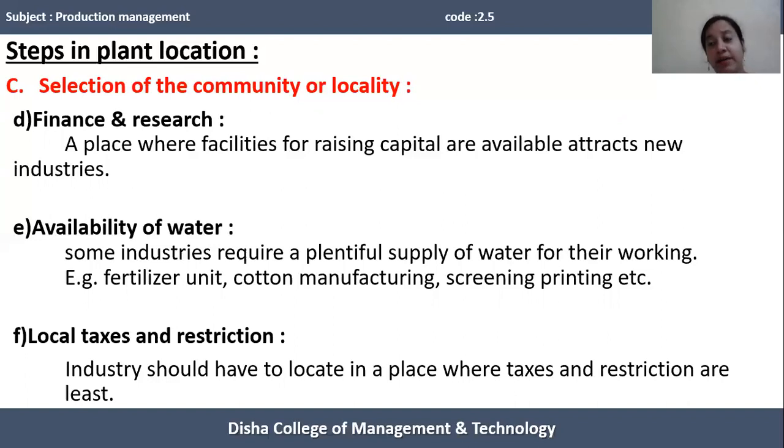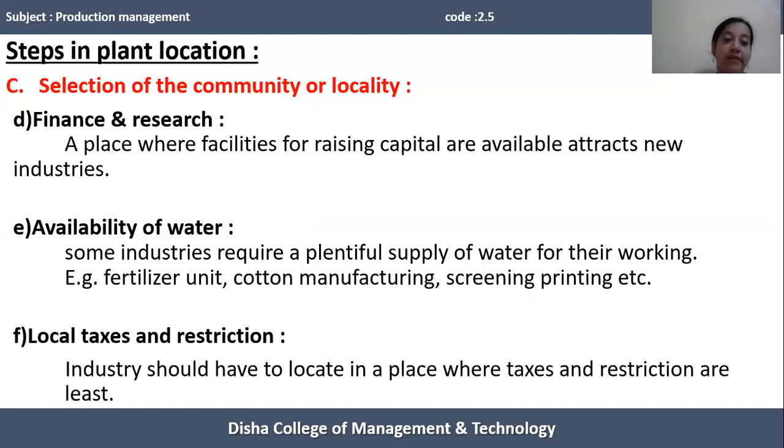Generally, in developing countries, capital is not equally distributed in all areas. But in developed countries, capital is distributed equally or uniformly in every area. So in developing countries, industrialists have to identify a particular area where finance facilities are available, where they are able to generate the capital for their plants.